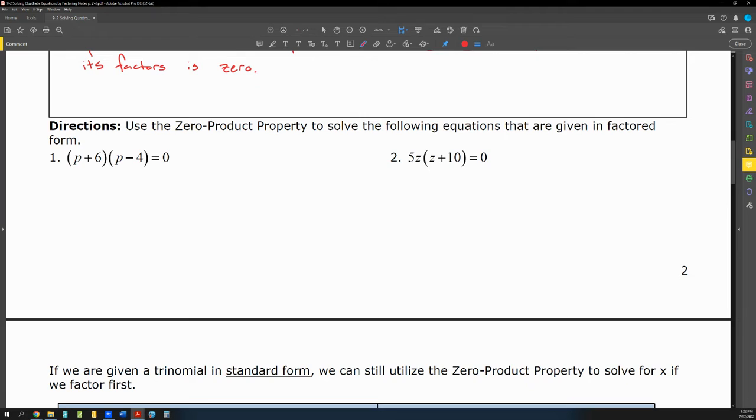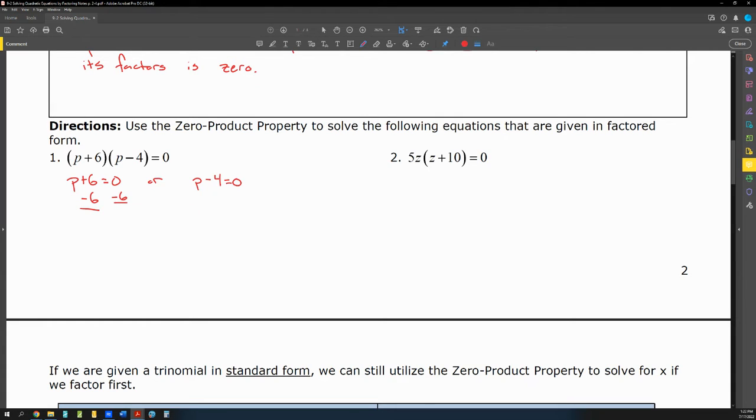So here we have the quantity p plus 6 times the quantity p minus 4. This is equal to 0. So we can set each of the factors equal to 0. We're going to separate each of our equations by "or." Now we can solve both of these equations.